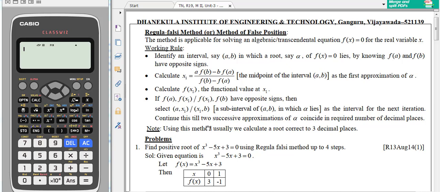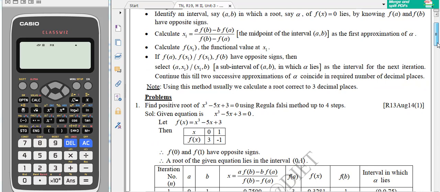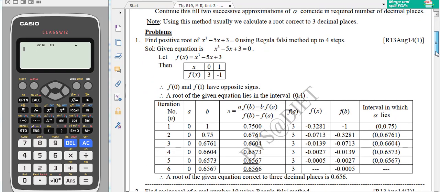While doing problems on the regula falsi method, usually we calculate roots corrected to 3 decimal places. As the convergence is faster compared to the bisection method, we find roots corrected to 3 decimal places. That is all about the working rule of the regula falsi method. And now let me explain a solved problem on the regula falsi method.